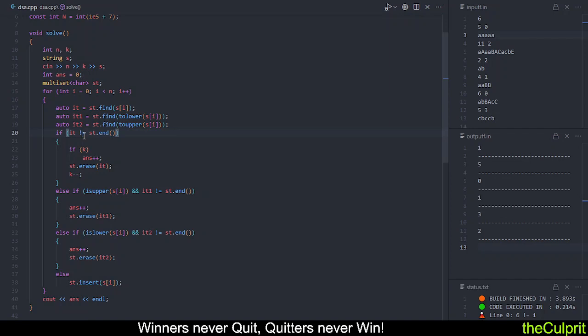There are only two cases. Either I find the character in the set, or I find the complement of it, or I do not find it at all. I do not find either the same character or the complement. So the answer is one, coming one over here. So IT1 and IT2 both are null. Therefore, I would insert an A here.